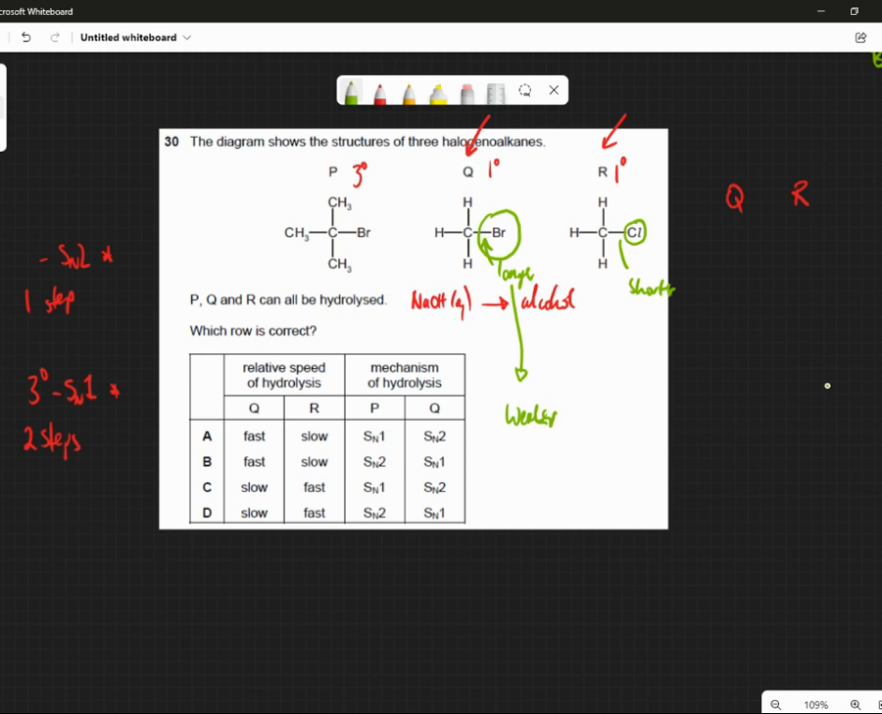Now, therefore, the answer is either A or B. Q is going to be the fastest because the C-Br bond is weaker than the C-Cl bond because of bond length. You're quite right. So it's either A or B. Now, what's the type of mechanism for P? P is a tertiary, and tertiaries undergo SN1. So this is correct. This is wrong. Q is a primary and it undergoes SN2. There you go. So the answer must be A.